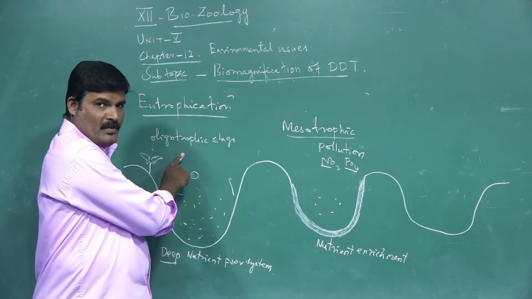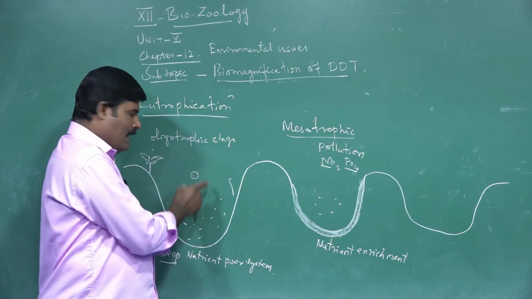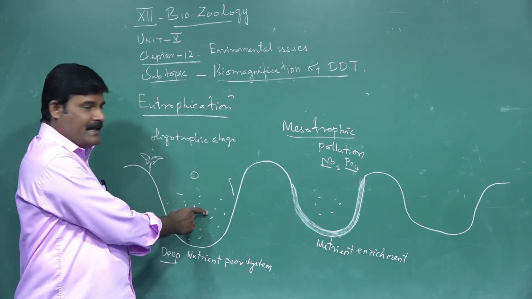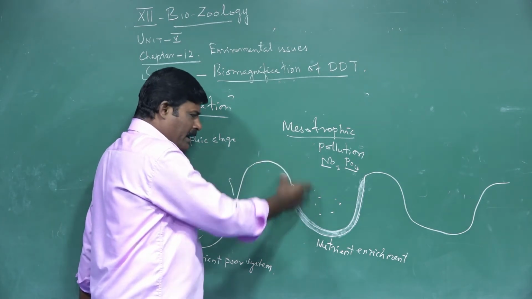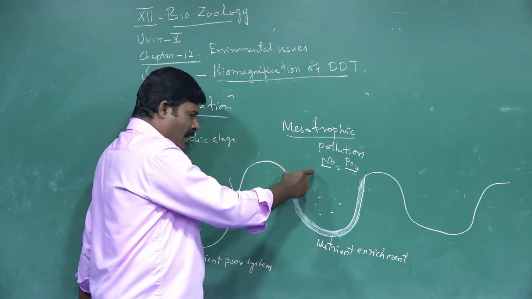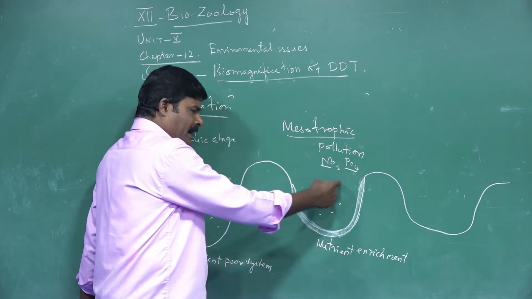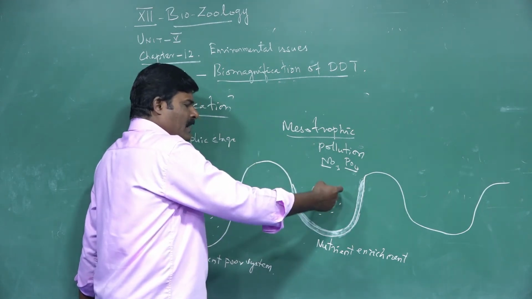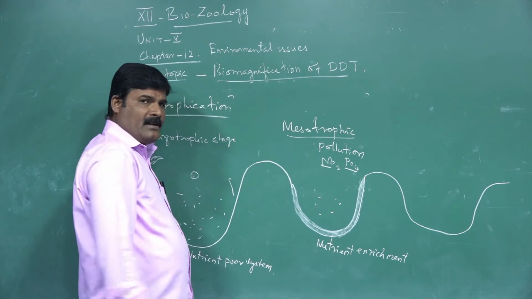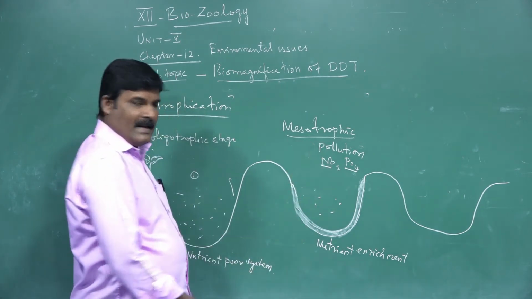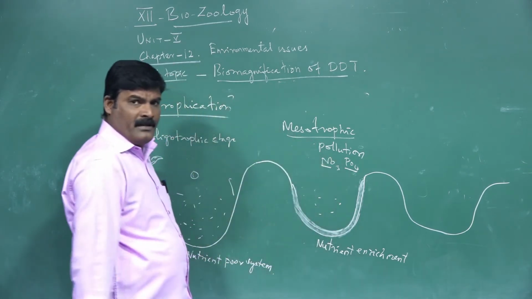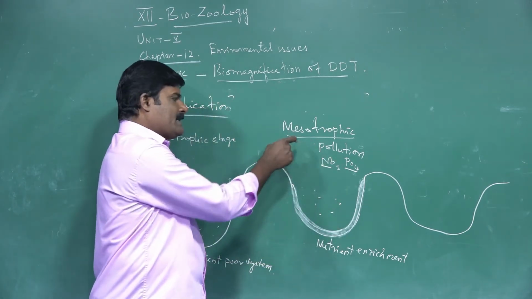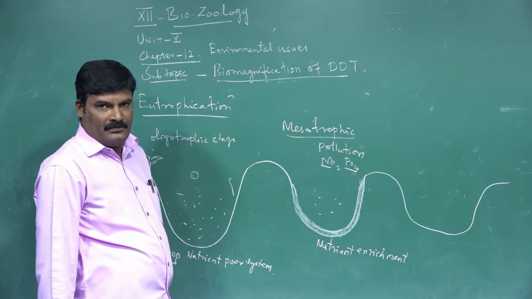The oligotrophic stage supports little plant life or organisms. But in this kind of lake, because many nutrients are introduced, the organisms use more nutrients and grow rapidly. Gradually the organic matter may be deposited on the lake bottom. So this is called mesotrophic.